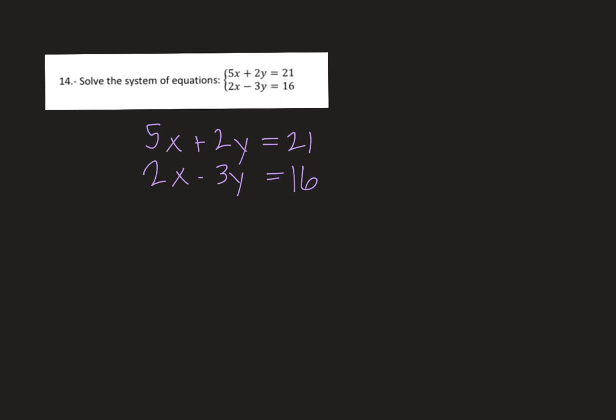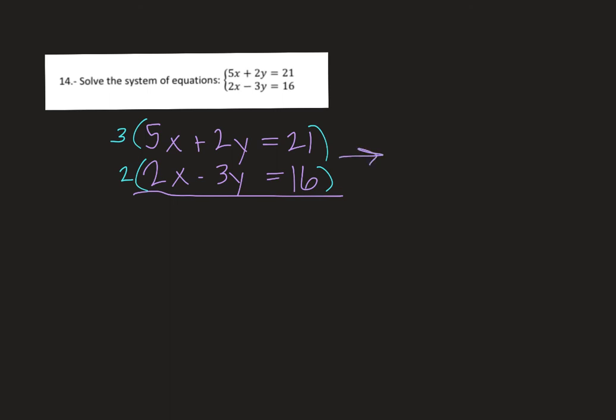Okay, so the elimination method just tells us we want to eliminate one of our variables so that we can solve using just a basic linear equation. So I'm going to eliminate my y's because they're opposite signs. And I think it's easier to eliminate when they're opposite signs. So to do that, we need the least common multiple between 2 and 3, which would be 6. So I'm going to multiply the top equation by 3 and the bottom equation by 2.